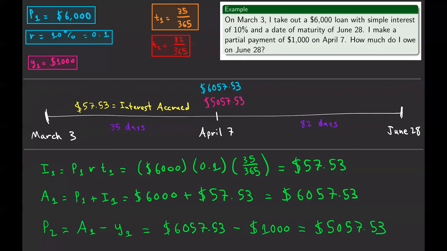And there we go. Now I can just do it all over again. We have effectively forgotten. We've dealt with the first 35 days. We can forget about it. Now I have a loan of $5,057.53 from the 82 days between April 7th and June 28th. And so if we go ahead and calculate the interest on it, we can write that right in here.